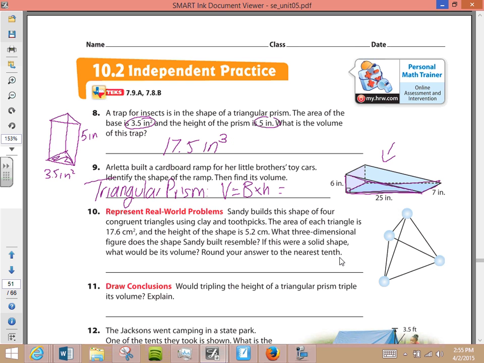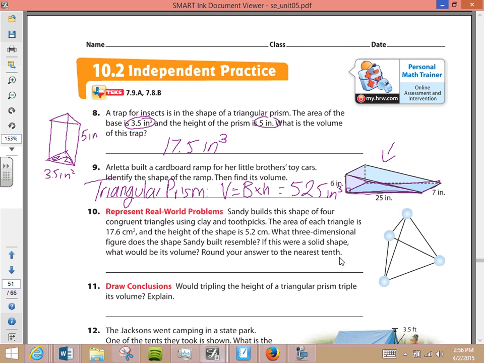150? Yeah. Divided by 2, because the triangle. Oh, 75 is 75. And then what do you do with that? And what do you get? 525 inches cubed, right? That's it. That's your answer.